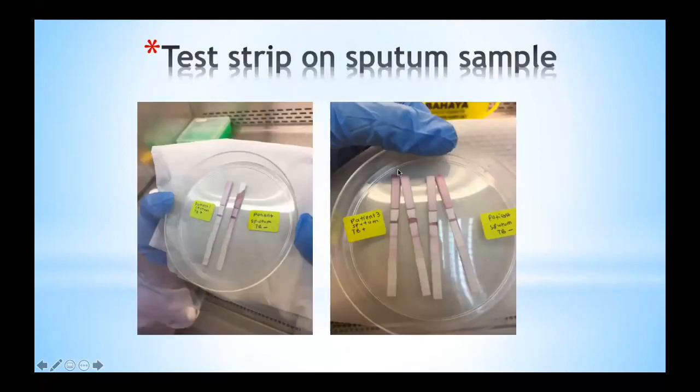This is an example of the usage of lateral flow on a TB positive sample. You have here the two lines, the test line and the control line, 1 and 2. And as you can see, for a negative sample, there is no line for the test line.